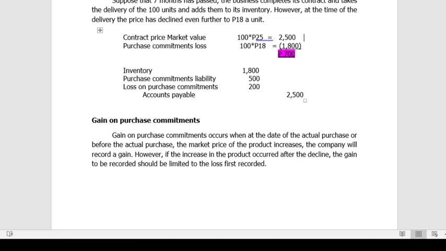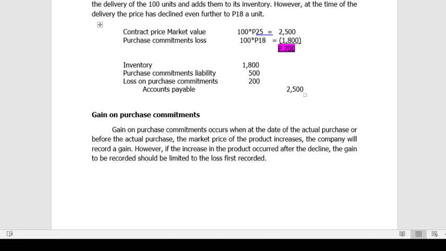Okay, paano naman sir kapag there is a gain on the purchase commitment? So, gain on purchase commitment occurs when at the date of the actual purchase or before the actual purchase, the market price of the product increases. So, ito talaga yung ideal scenario. Yung kaya ka nga pumasok sa purchase commitment is because you want to have a gain on the purchase commitments. The company will record a gain.